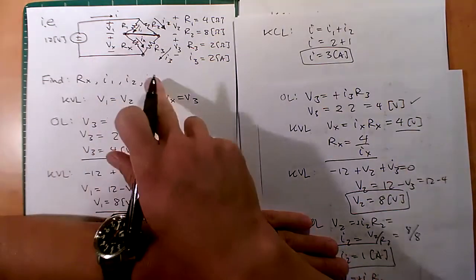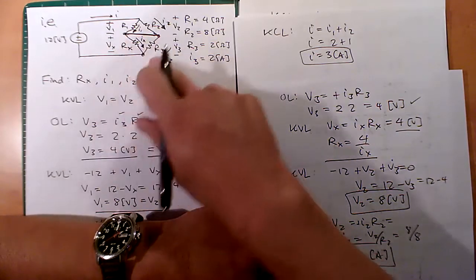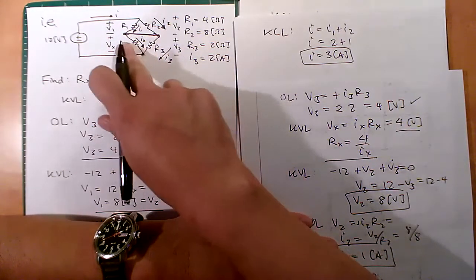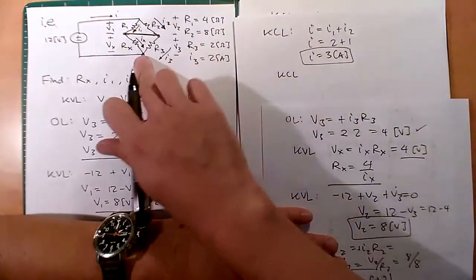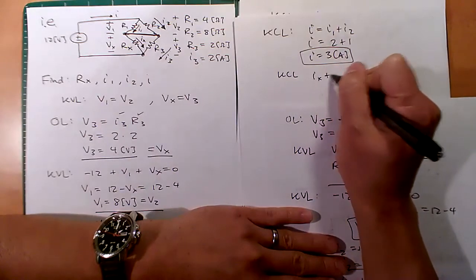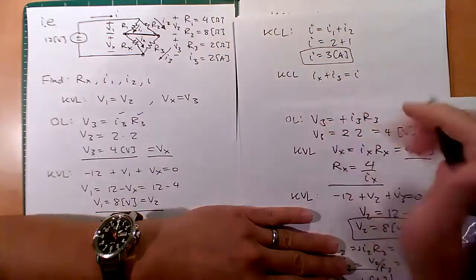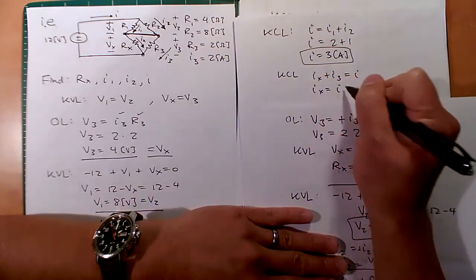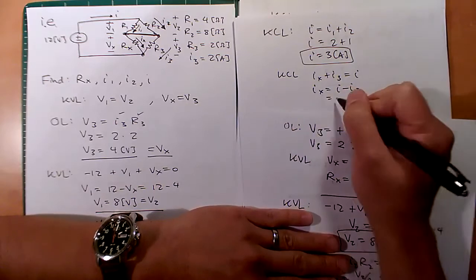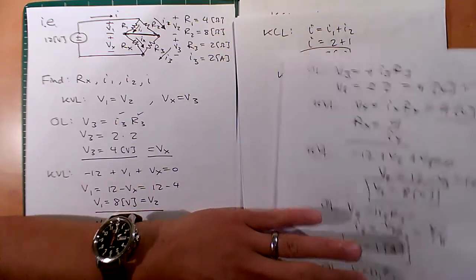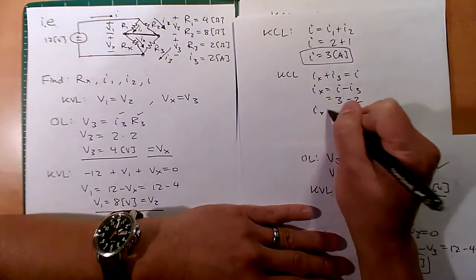We have I done, I1, I2 done. So we could now come back here and do this KCL maybe on this point and then solve for this Ix, right? So KCL again, we could say at this node, Ix plus I3 equals I. Currents entering equals currents leaving. So Ix is equal to I minus I3. In this case, I is 3 minus I3, which we were given as 2. So Ix is actually 1 amp.